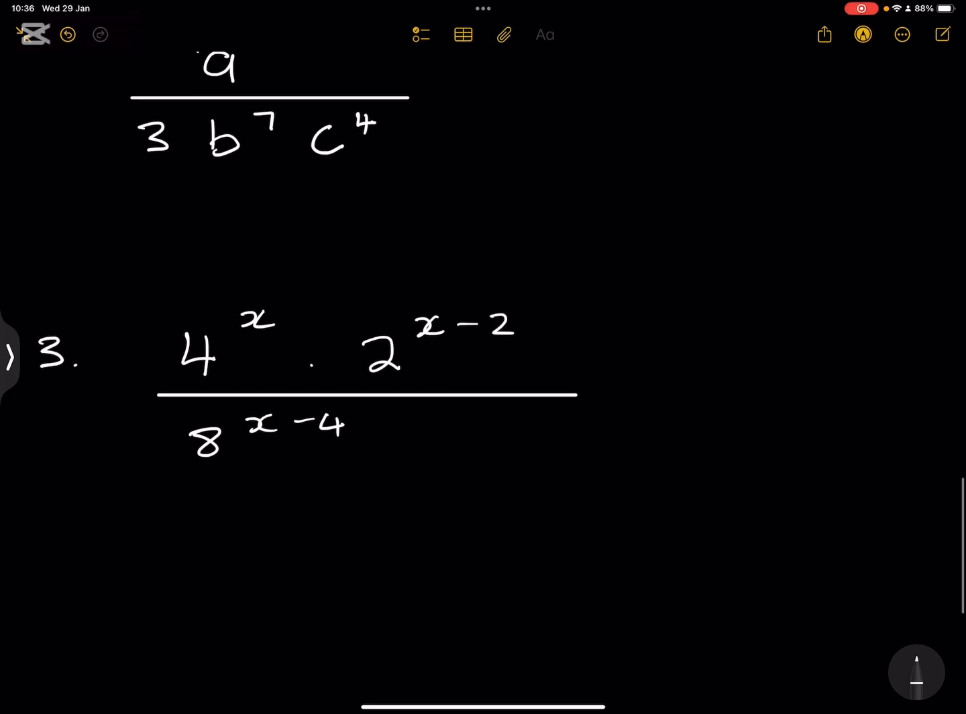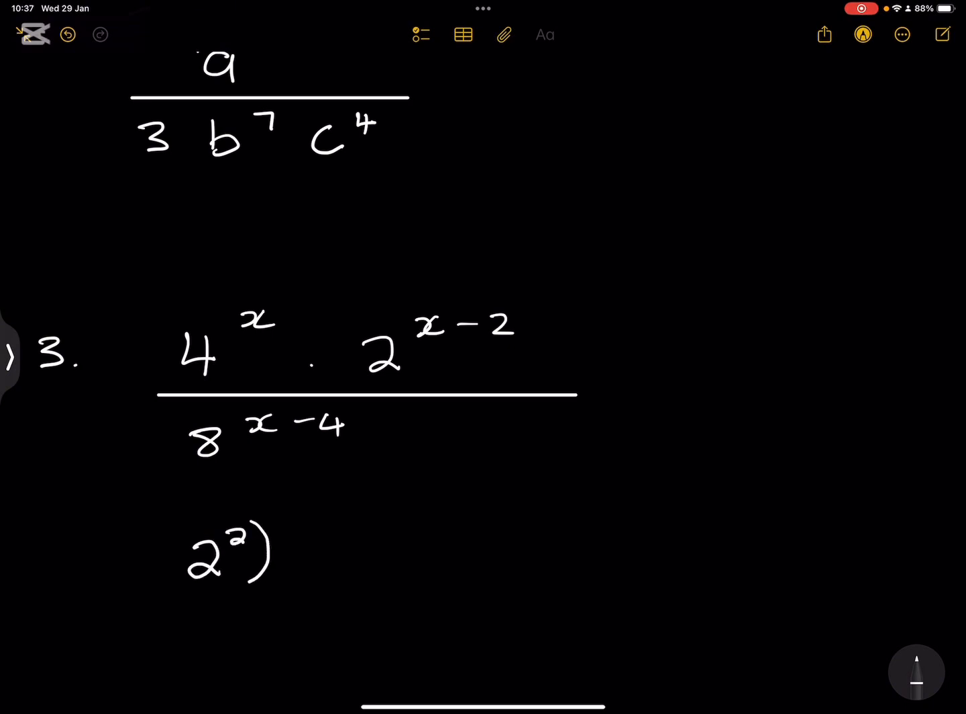Now, remember I told you about changing things, especially when you've got bases that are numerical. You are going to change them into prime factors. So, prime factors of 4. Remember, what are the factors of 4? It's 1, 2, and 4. But which one is a prime number? Remember, what are prime numbers? Numbers that can only be divisible by 1 and itself. So the only prime factor of 4 is 2. So we can write 4 as 2 squared.